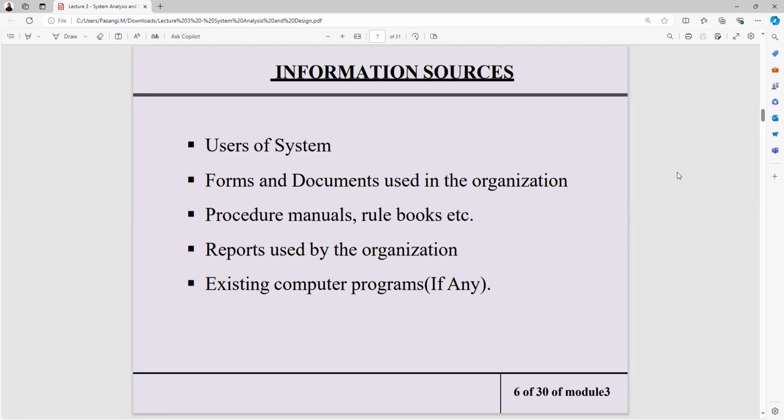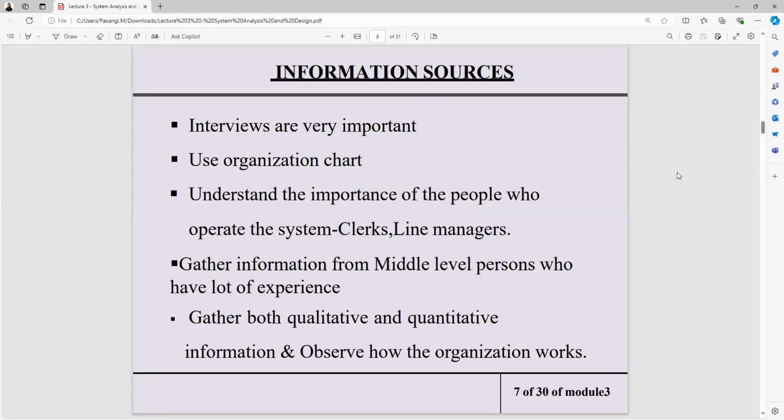So what would be the first one? Users of systems, and then the second part will be forms and documents used in the organization. As the third one, we have the procedure manuals or rule books, etc. As the fourth one, we have the reports used by the organization. And as the last one, we have the existing computer programs, if there are any available information sources.